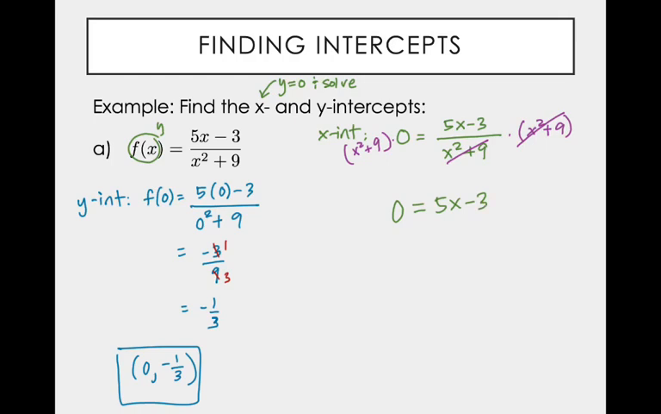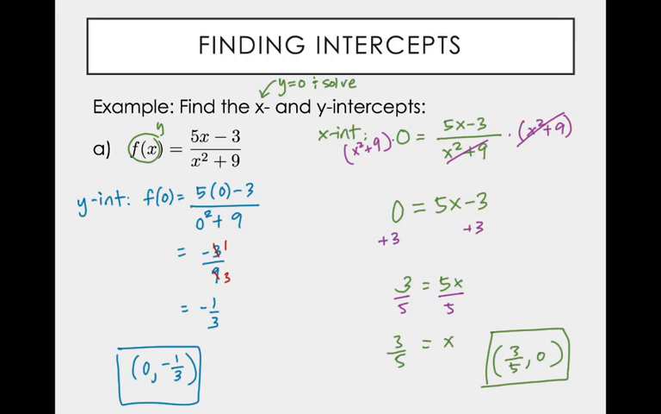I'm going to add 3 to both sides. So I get 5x equals 3. And divide both sides by 5, and I get 3/5. So my x-intercept is going to be (3/5, 0).